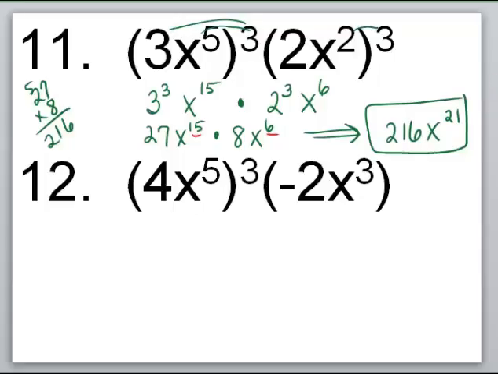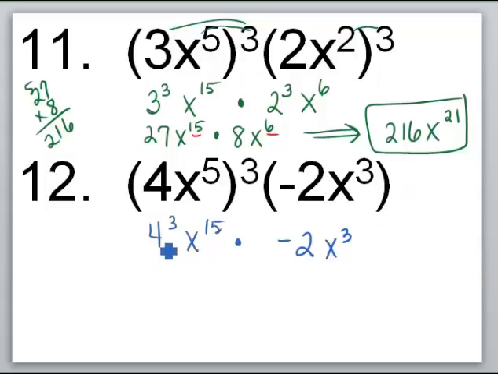The next problem, again, let's get rid of the parentheses part first, so it says power to the power. So we've got 4 to the 3rd power, because this is 1 times 3. I've got x to the 5 times 3, which is 15, times, I've got just negative 2. This one's not being raised to any power except 1, so I've got negative 2 to the 1st power and x to the 3rd power, x to the 3 times 1 power.